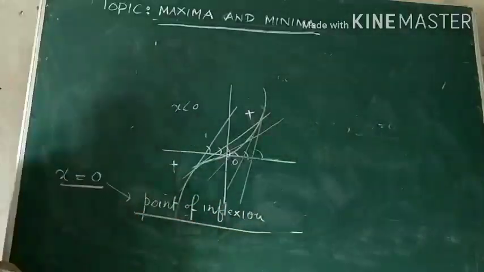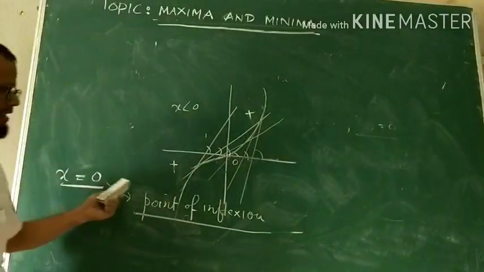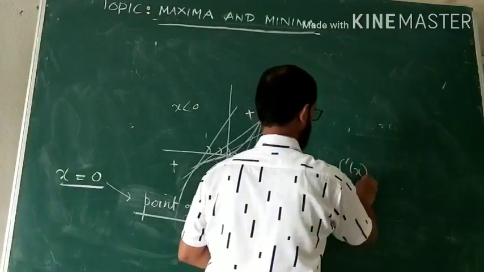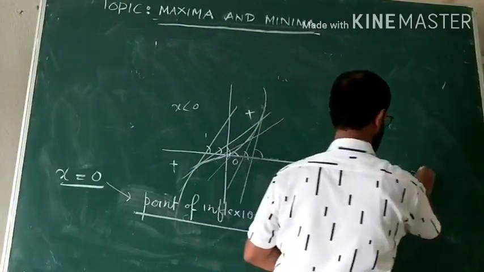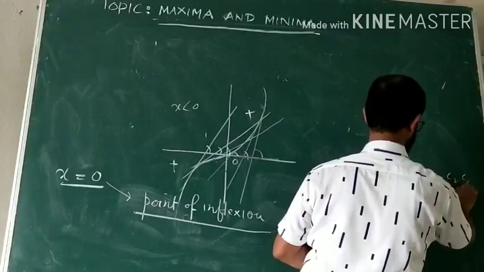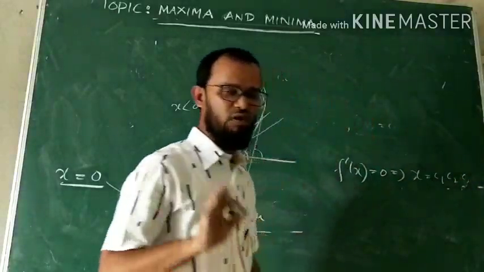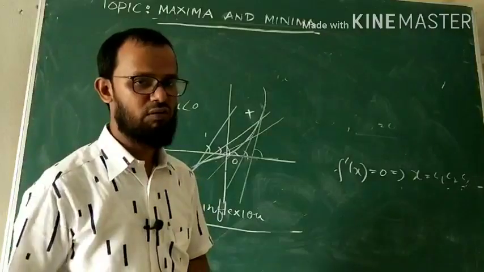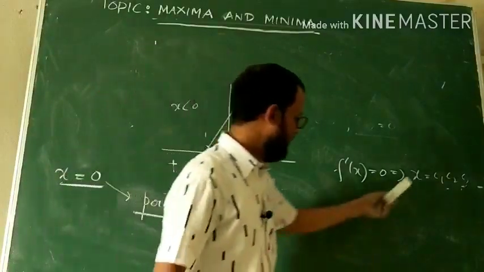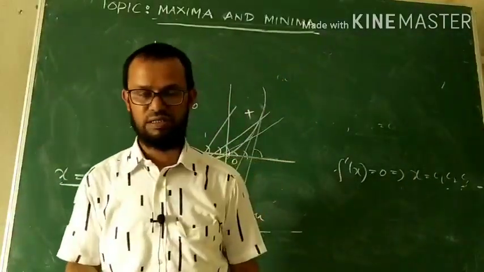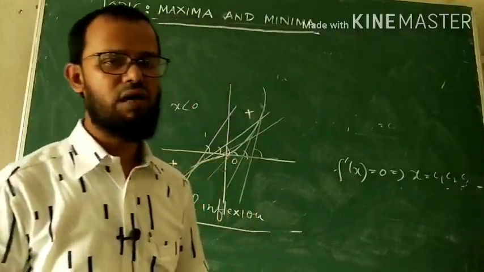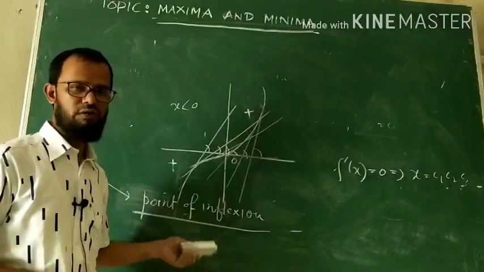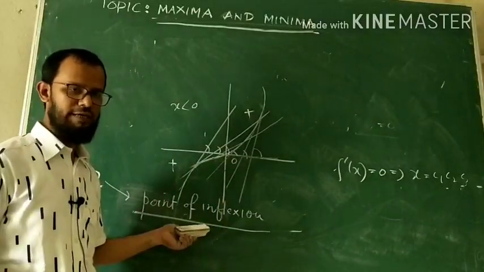It is called point of inflection. It is not the critical point. But if f'(x) = 0, you get some points, suppose c1, c2, c3, and so on. Where you get either a maximum value or minimum value, these points are called critical points. And if among these points you get a point where neither maxima nor minima occurs, then that particular point is called a point of inflection.